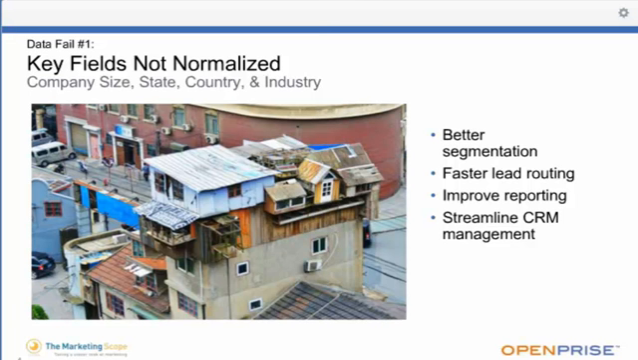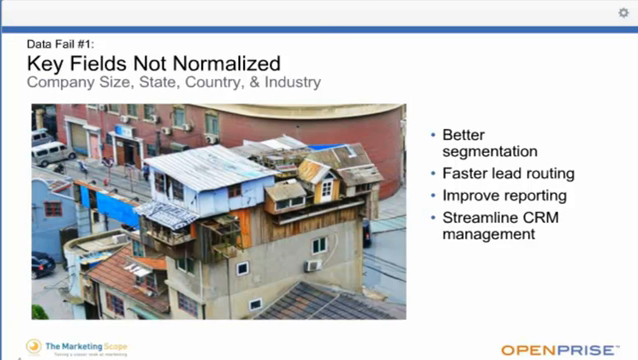Number two, you're going to be able to route leads more effectively because country and state are the primary drivers in a lot of people's lead routing systems. Certainly, your reporting is going to look a whole lot cleaner. There's nothing uglier than a report that has 4 or 5 different values of California that you have to share with your executive team.